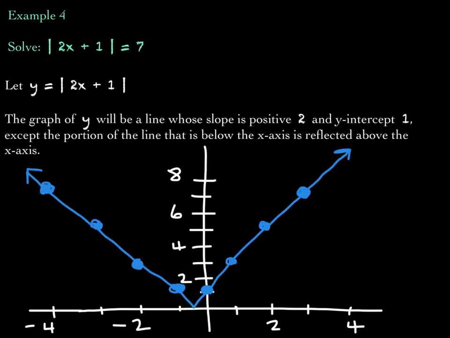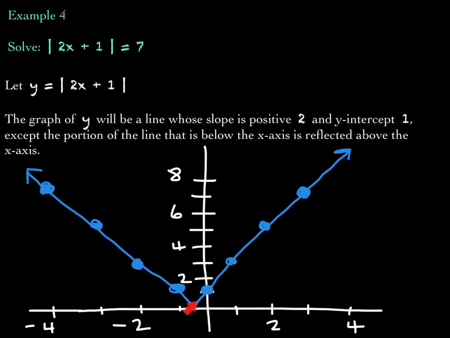All right, folks, I graphed this line, 2x plus 1. Remember that it is a line whose slope is 2, whose y-intercept is 1. So here's the y-intercept. I went up 2 units to the right by 1, up 2 units to the right by 1, up 2 units to the right by 1, and so forth.